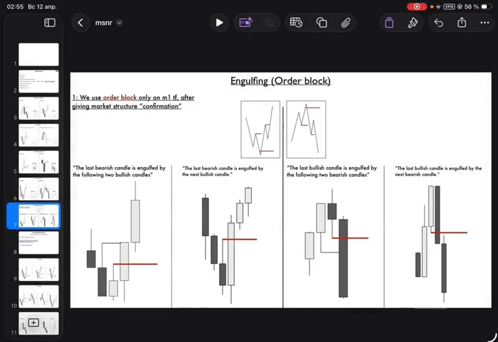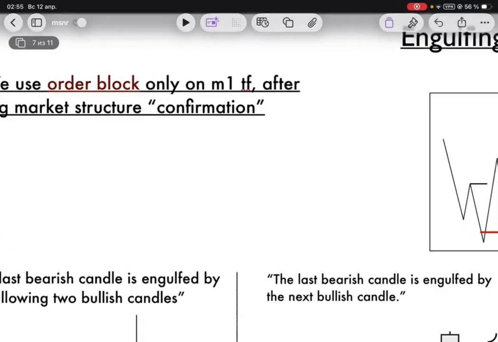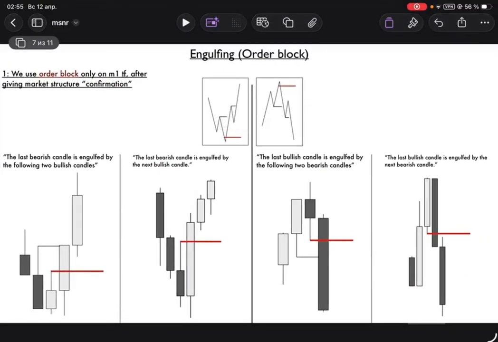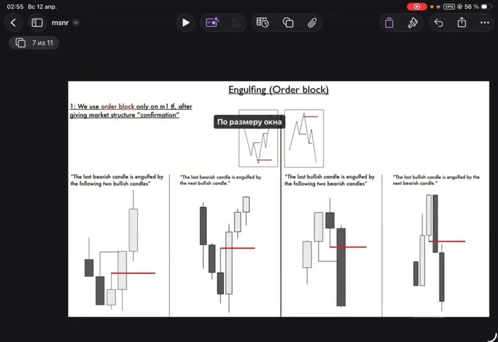We always enter a trade at an order block only after the market structure provides us with confirmation. For the time being, just focus on learning how to recognize these key levels.